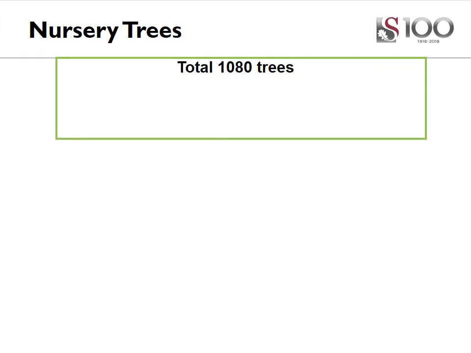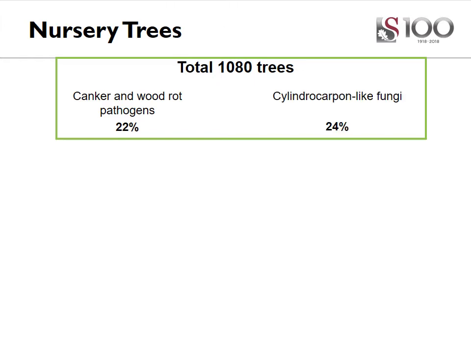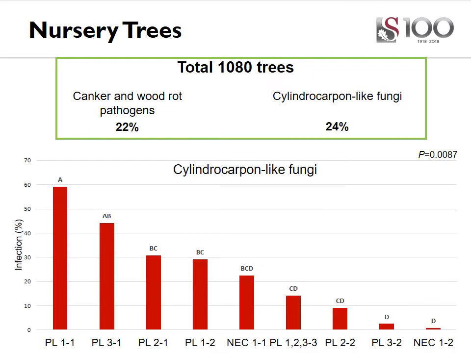In total, 1,080 trees were investigated. Of these, 22% harbored canker and wood rot pathogens and 24% harbored cylindrocarpon-like fungi. For the canker and wood rot pathogens, there was no difference in the cultivar combinations. But for the cylindrocarpon-like fungi, we did find significant differences.